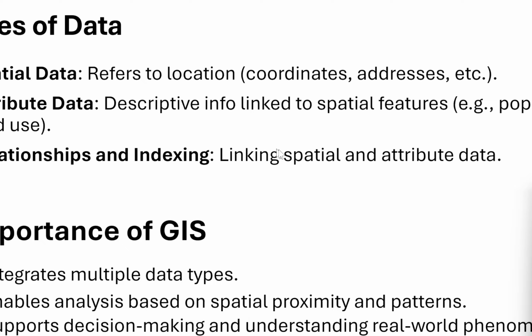So we have these two types of data, and then the third is relationship and indexing. This is basically linking the spatial data to the attribute data. So these are the types of data that we have. I hope this is clear, what is spatial, attribute, and relationship and indexing.